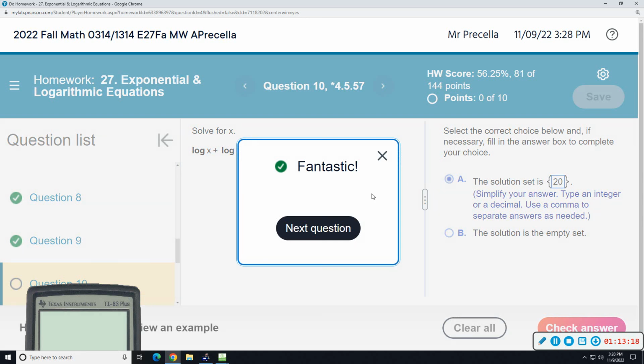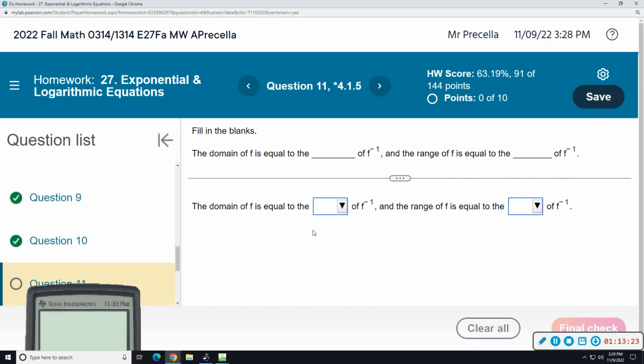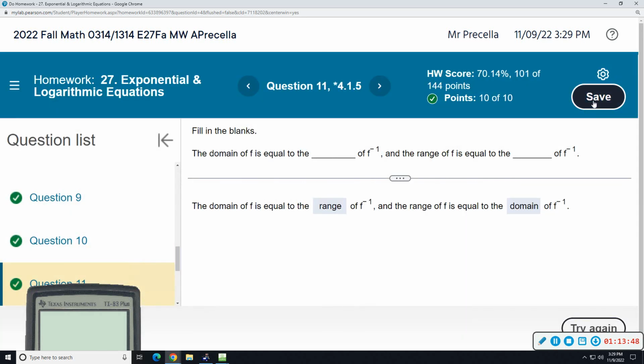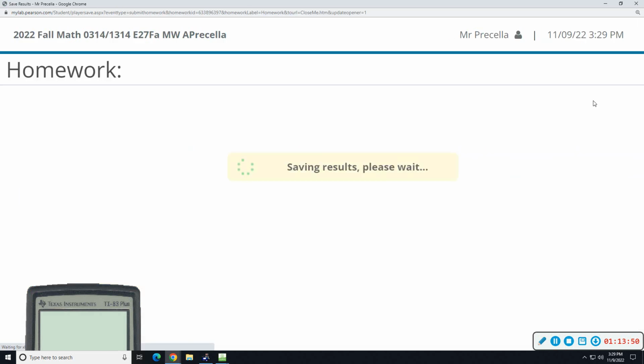And I'm pretty sure this is where the new stuff ends. It's just review. Let's see, number 11. Oh, yeah, do y'all remember this? The domain of f is equal to the, what am I going to say there? Range of f inverse. The way they're switching the x and y's, the range of f is equal to the domain. Yeah. So that finishes that.